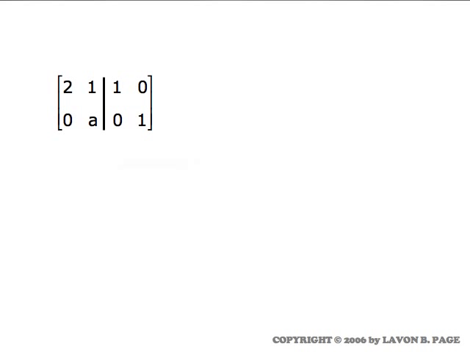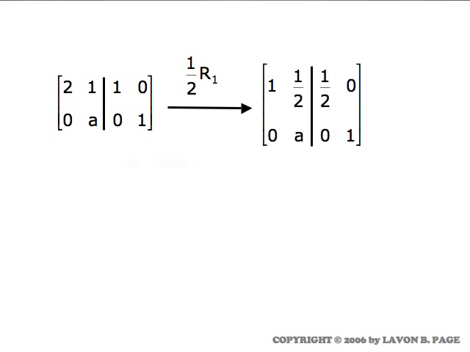We start out by writing the matrix down on the left and the 2 by 2 identity matrix on the right. And since we want the 2 to become a 1, our first row operation is to multiply row 1 times a half. And when we do that, of course, this is what we get. First column is now finished. We move over to the second column.